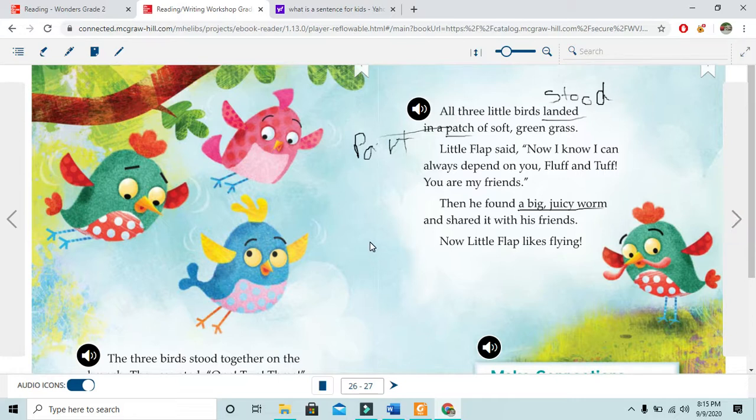Another question. Who are the characters in the story? The characters means the people or animals. The characters here: Flap, Fluff, and Tuff. Excellent. Where did the story happen? Where? This means the place. It happened on a tree in the nest. Good.